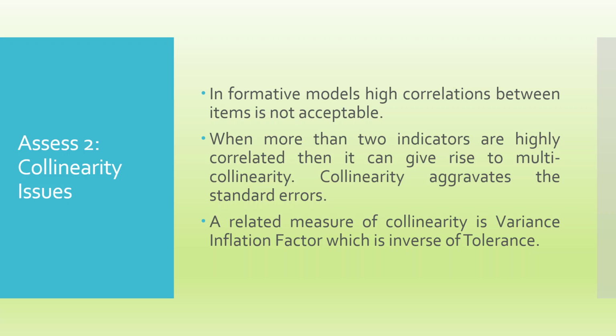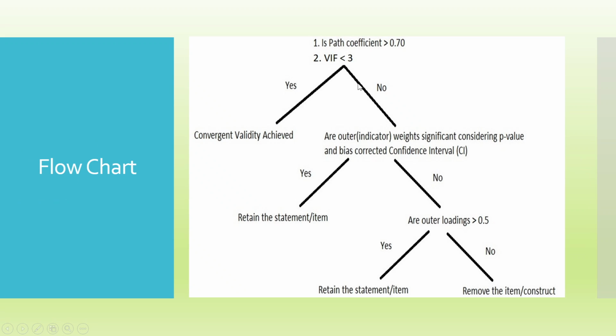Collinearity aggravates the standard error. A related measure of collinearity which we are going to use for our assessment is the variance inflation factor, which is the inverse of tolerance. They both are inverse of each other. So this collinearity is the same thing which we have discussed here. VIF should be less than 3.